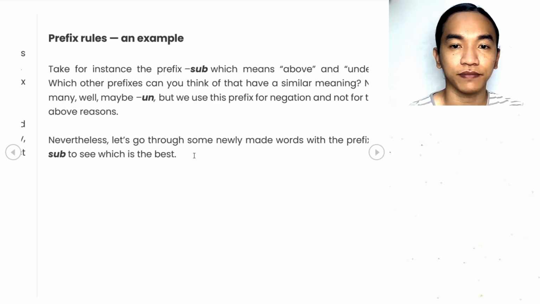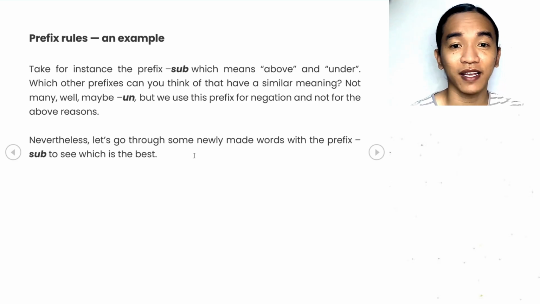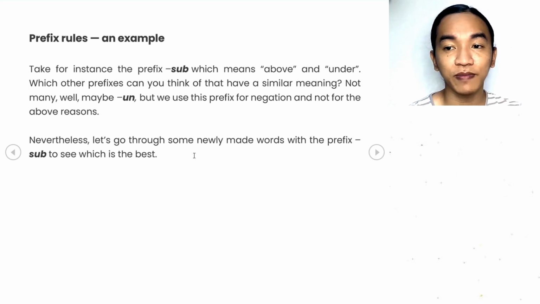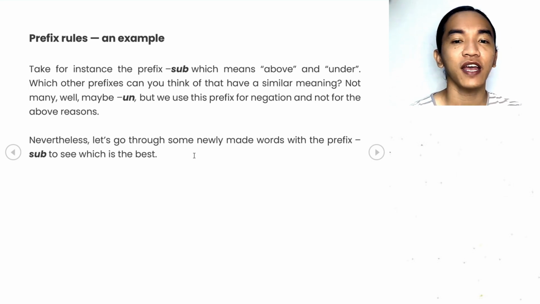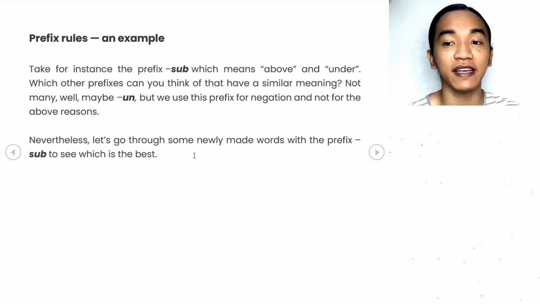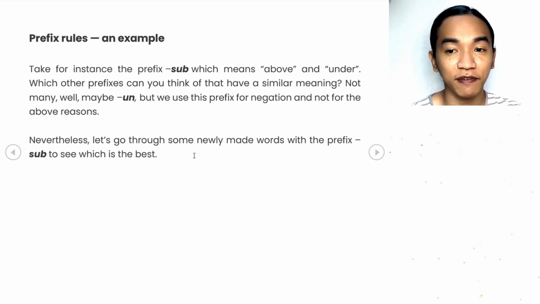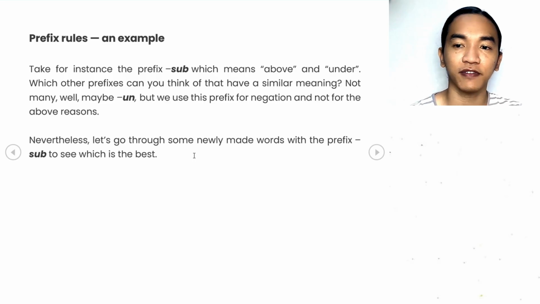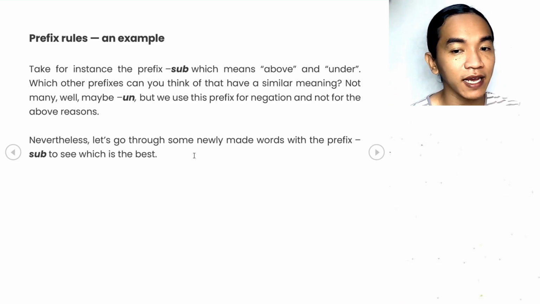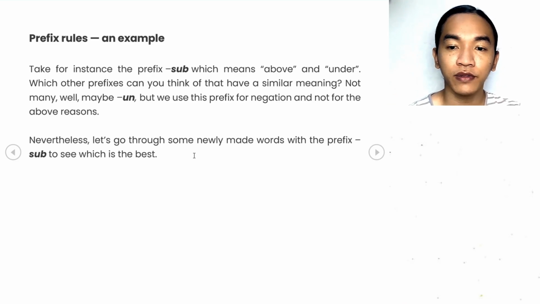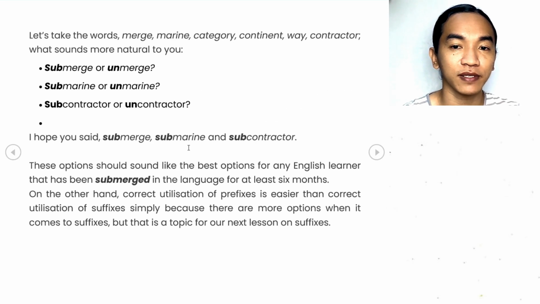Okay, now, so prefix rules. Okay, let's see some examples. So take for instance the prefix sub, which means above and under. Okay, which other prefixes can you think of that have a similar meaning? Not many. Well, maybe "on," right? So the prefix "on." But we use the prefix for negation and not for the above reasons. It's not for the meaning of above and under. So nevertheless, let's go through some newly made words with the prefix sub to see which is the best. So let's see some examples using sub.